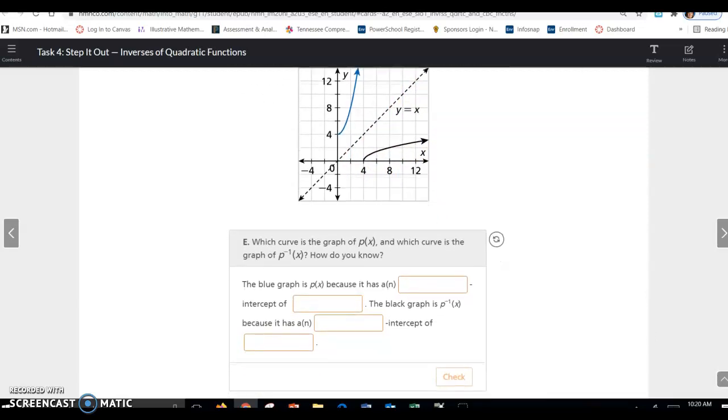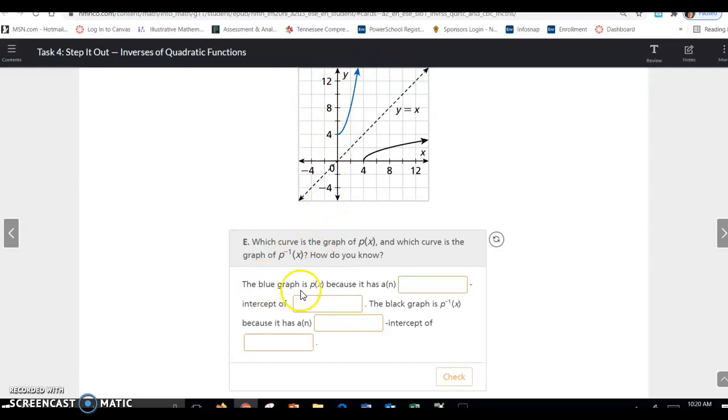All right, it says which curve is the graph of p of x? I just said the blue line is p of x. And which curve is p inverse of x? And how do you know? All right, I know just because I know all quadratics are functions, and so it has to be a U-shaped graph that passes the vertical line test. Even though this is restricted on the domain, this is still half of that parabola.